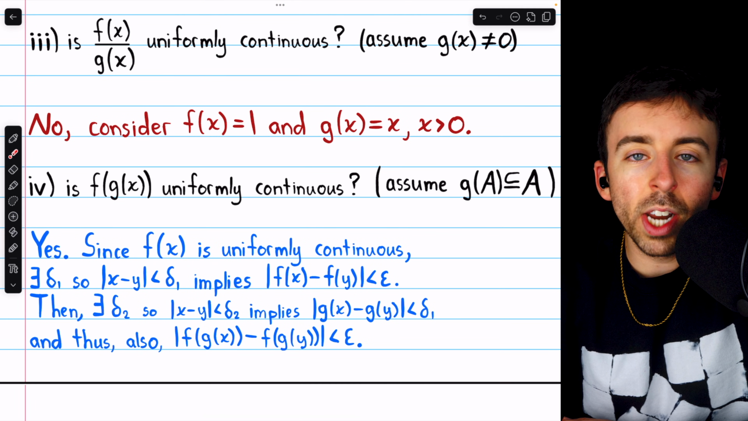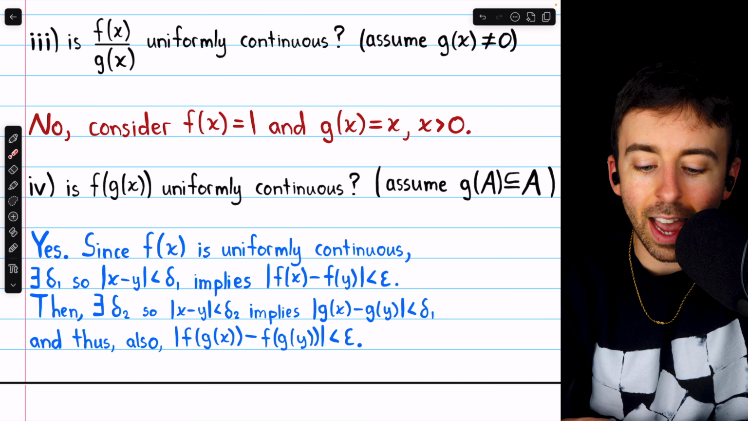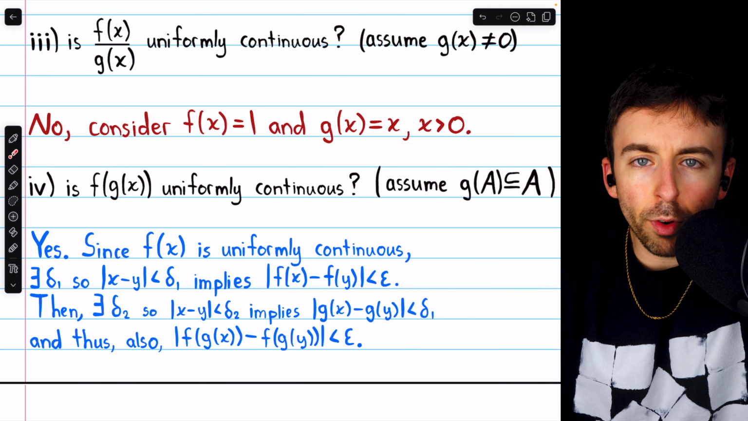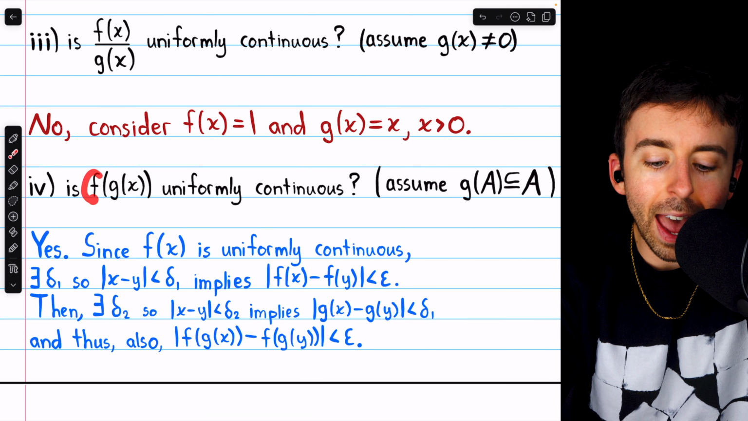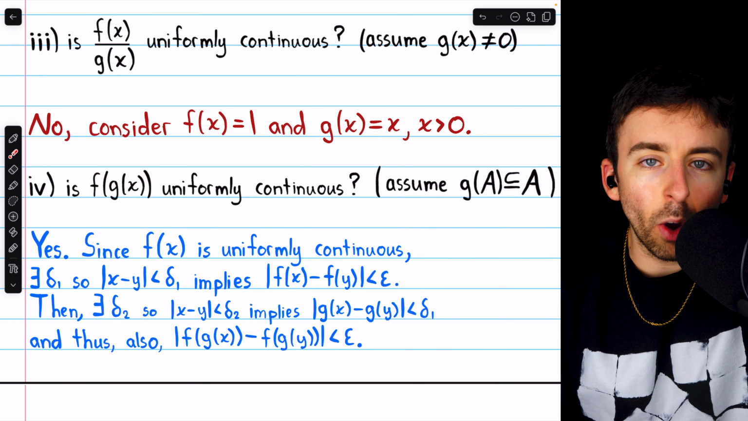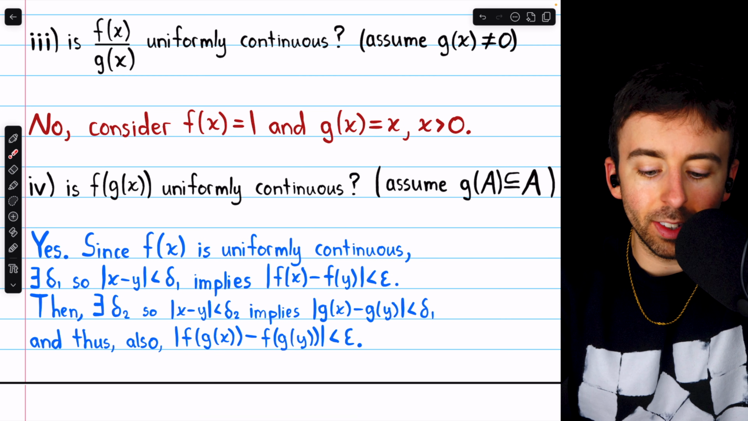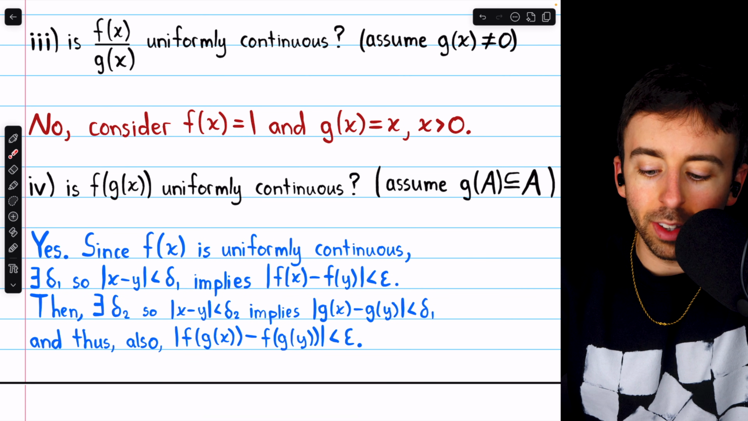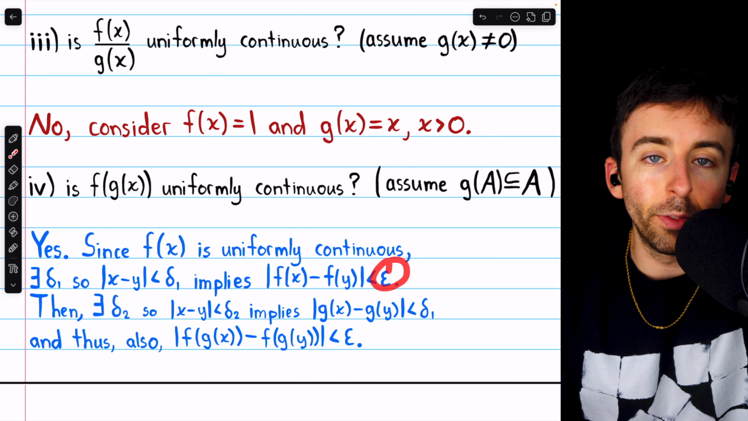Part 4 is our one other affirmative. The answer is yes, the composition is uniformly continuous. The idea here with the proof is pretty straightforward. We know that f is uniformly continuous, so as long as we could make the inputs x minus y sufficiently close, then we could make those outputs f of x minus f of y sufficiently close.